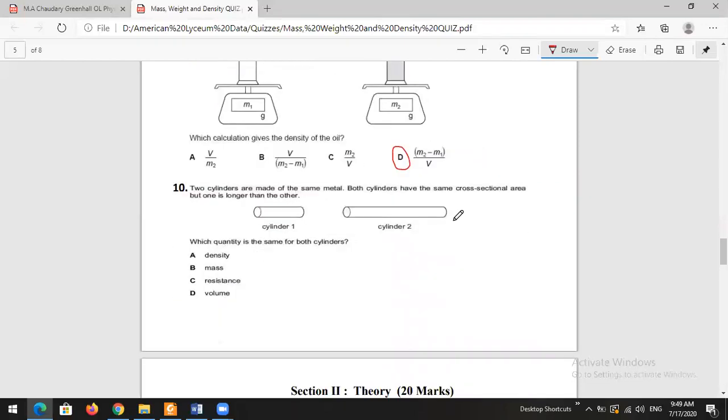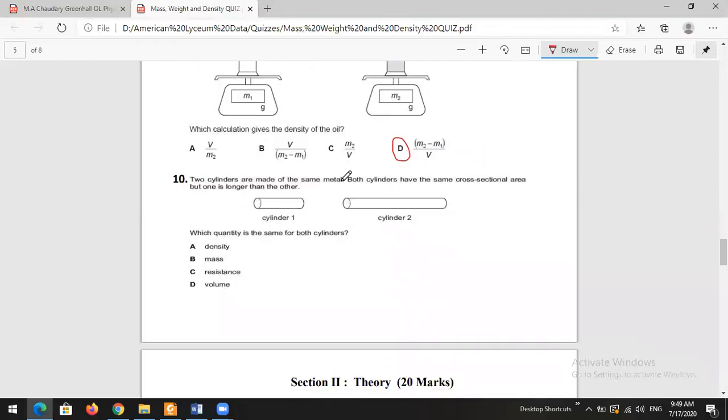Number 10. Two cylinders are made of the same metal. Both cylinders have the same cross-sectional area, but one is longer than the other. So it means there is a difference in length. Which quantity is the same for both cylinders? As both cylinders are made of the same material, the same metal, the density should be equal. A option is correct. Mass cannot be equal because the length of cylinder 2 is greater.